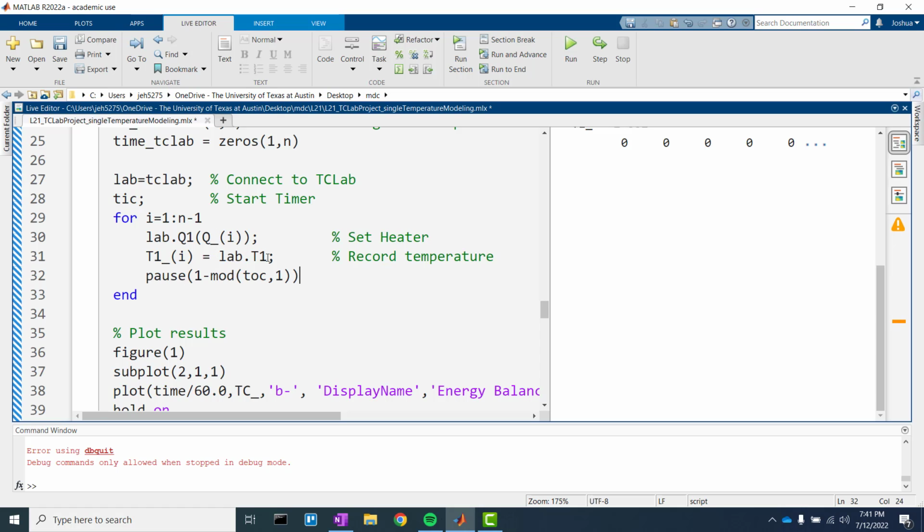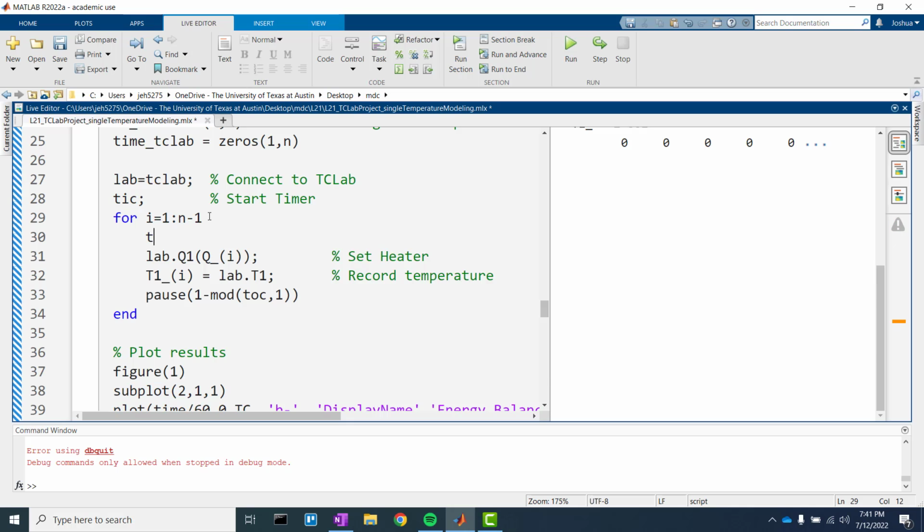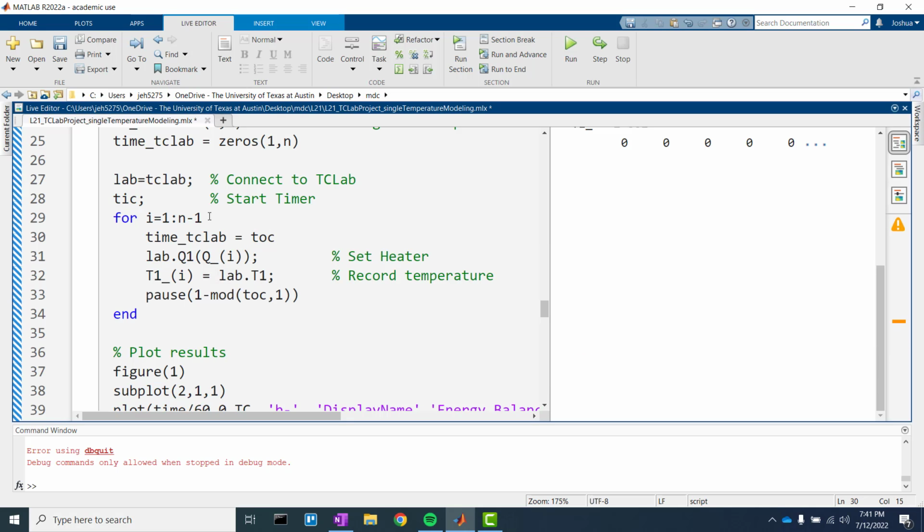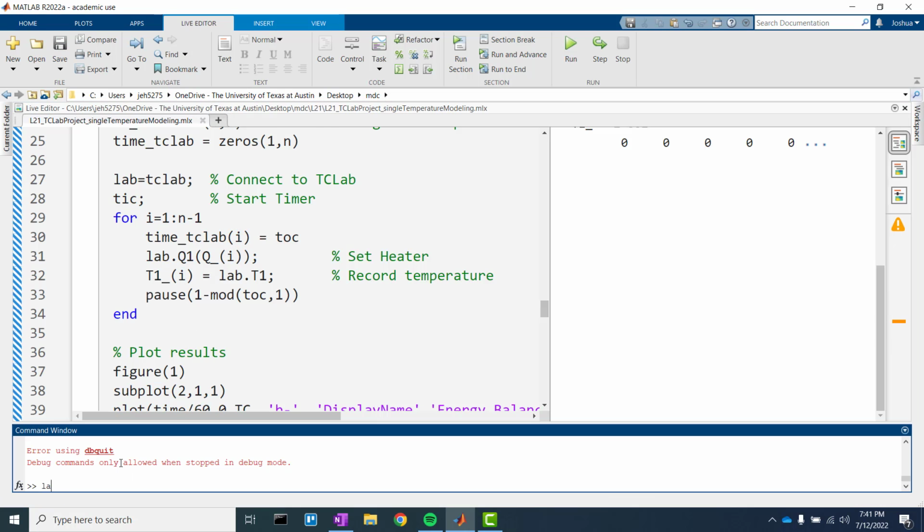So at each point, we record the temperature, we set the heater, and we'll do it just at the very beginning. So we'll say time_TCLab[i] is equal to tock. We need to set that specific instance. I'm going to come down here then real quick and say lab.off because I realized I left it on. Let's see, lab.T1. What's our temperature at? 24? Okay, we're still good because it hadn't turned on, and I'm in Texas right now, so it's hot.